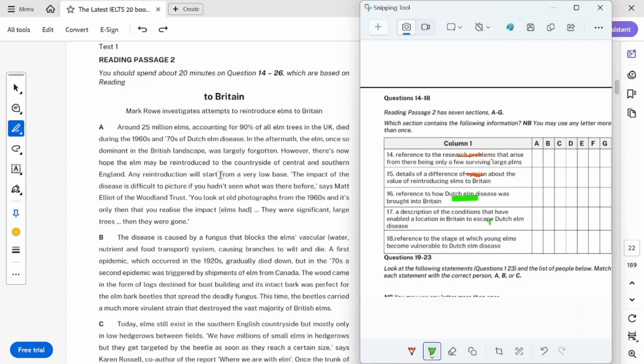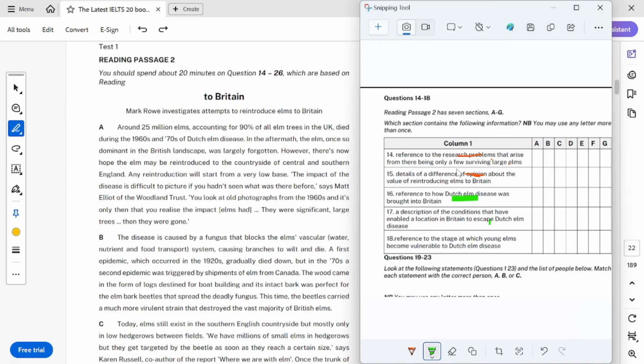First I will explain the questions. Question 14: reference to research problems that arise from there being only a few surviving large elms. Let's understand question 14. We don't need to remember the whole sentence, let's find the important ideas. First, research problem, and second, the few surviving large elms. So our keywords are research, study, few surviving, and large trees. Keep these ideas in your mind.